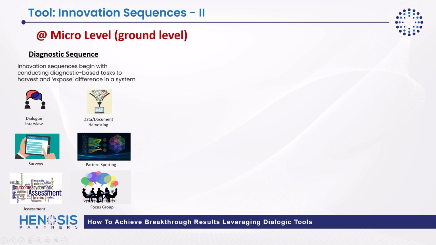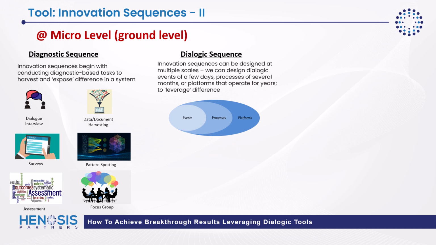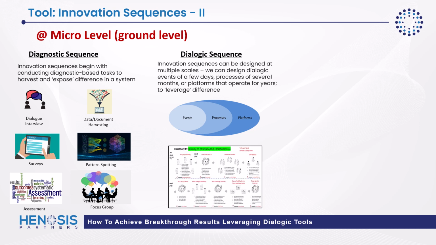At micro or ground level, the next sequence in the hybrid OD model, the dialogic sequence, manifests at multiple scales. For example, we can design dialogic events of a few days, processes of several months, or platforms that operate for years. This is about leveraging difference. It is within the dialogic sequence that we design for and execute the strategic conversational architecture that we spoke of earlier, whereby we're intentional with designing specific conversations to achieve our hoped-for goals.